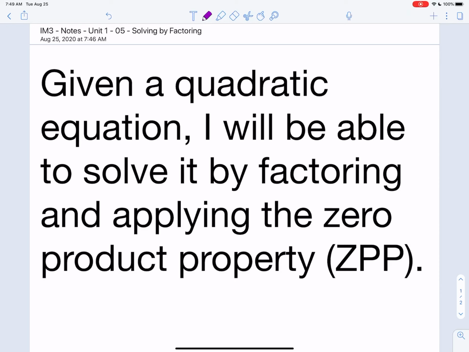Hey guys, this is notes number 5, solving by factoring. Here is your FLT. Go ahead and pause, write that down, and then press play when you're ready, okay?